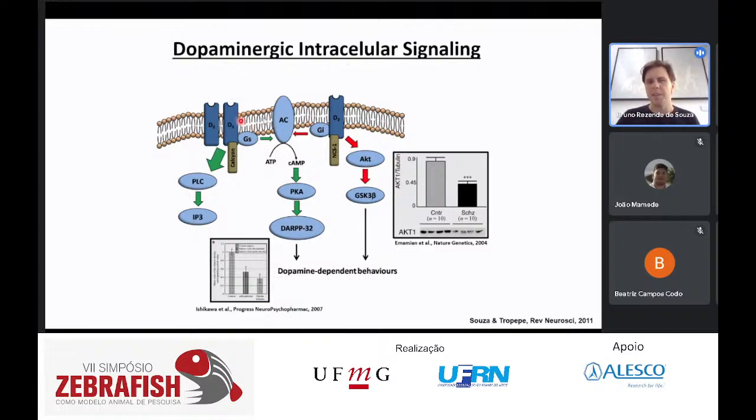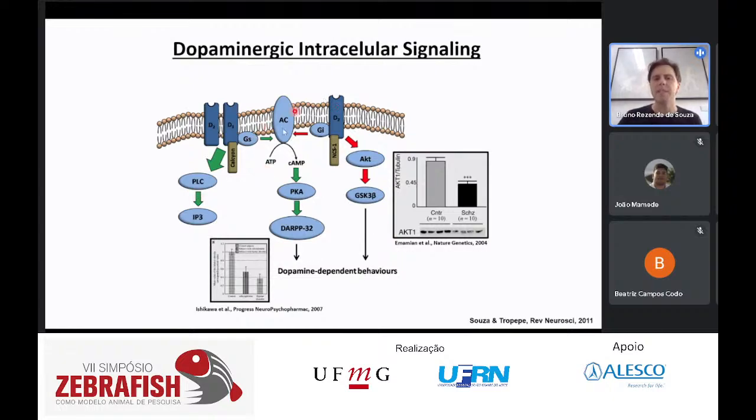Here would be the postsynaptic dopaminergic signaling. We have the D1 and D2 receptors. And as we know, they both regulate the activity of adenylyl cyclase, which produces cyclic AMP, PKA, and DARPP-32. DARPP-32 is phosphorylated by PKA.